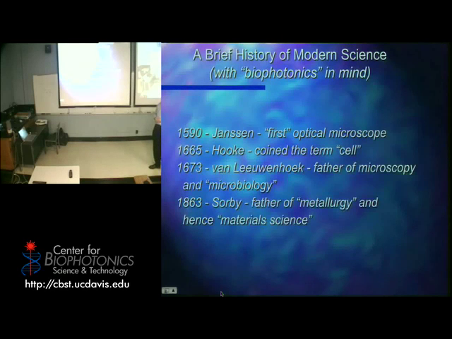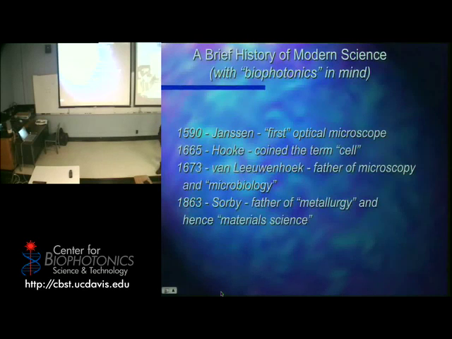The first person to really systematically and extensively use the microscope to look at biological materials was von Leeuwenhoek, a Dutch scientist, and we'll see a picture of him in a second. So he's credited as the father, to some extent, of microscopy, but certainly of microbiology. Everything we do today, looking at biology on a microscopic scale, really goes back to his pioneering work.